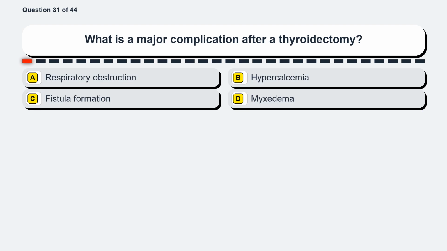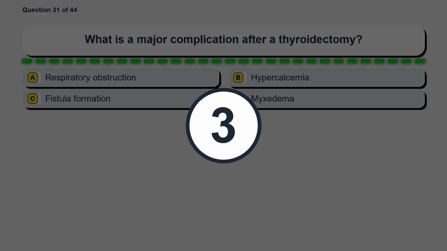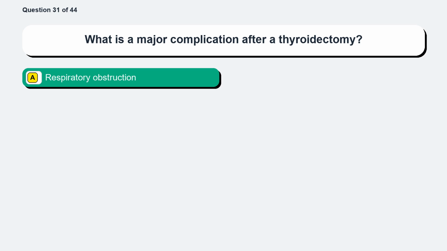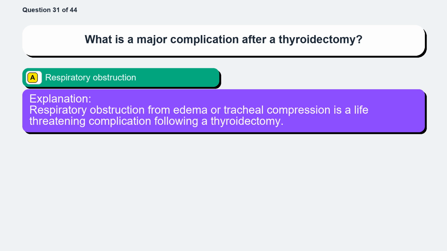Question 31. What is a major complication after a thyroidectomy? Option A, respiratory obstruction. Option B, hypercalcemia. Option C, fistula formation. Option D, myxedema. The correct answer is option A. Respiratory obstruction. Respiratory obstruction from edema or tracheal compression is a life-threatening complication following a thyroidectomy.